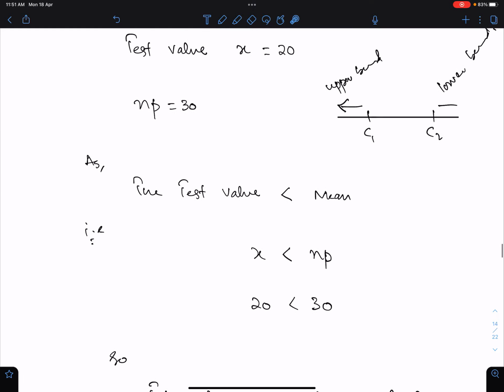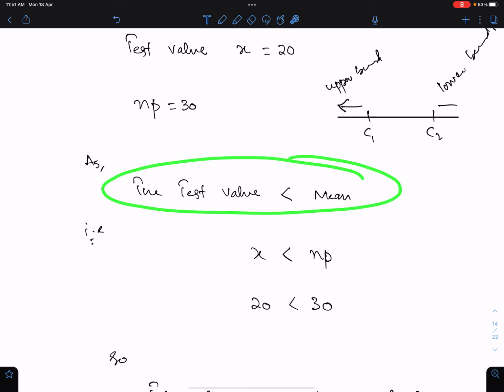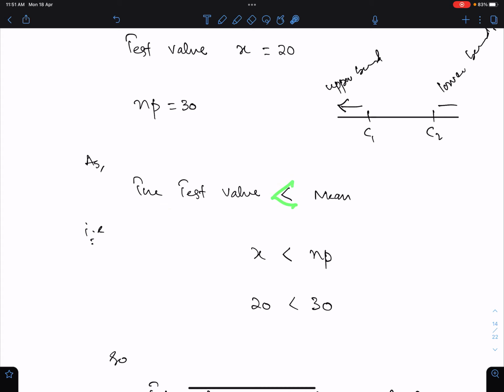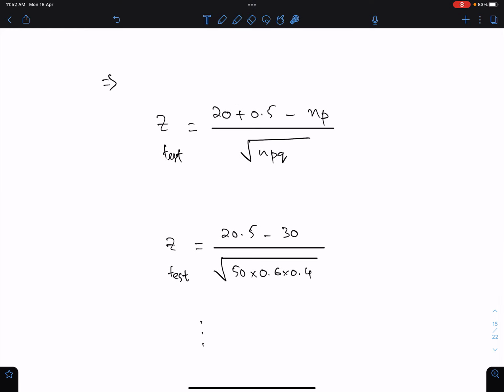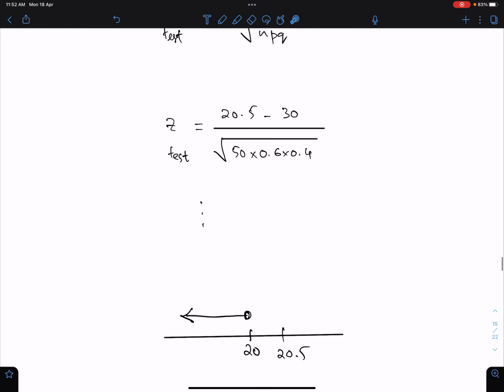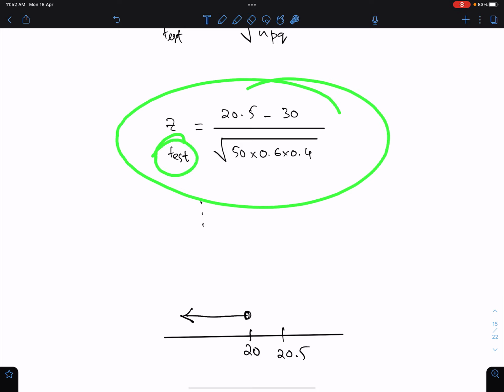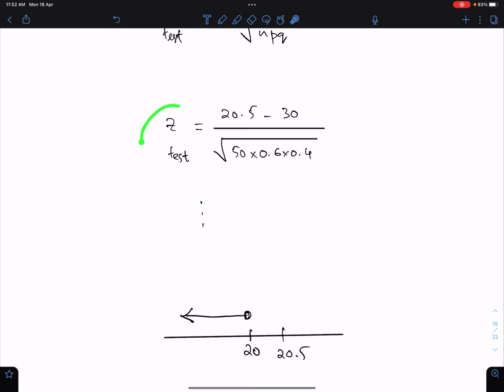Remember this condition: if the test value is less than the mean, then always take the upper bound, whereas if the test value is greater than the mean, then take the lower bound. In this case, the test value is less than the mean, so we took the upper bound of 20 here. And this will give you the value of Z test, and you would need to compare this value with the Z critical.